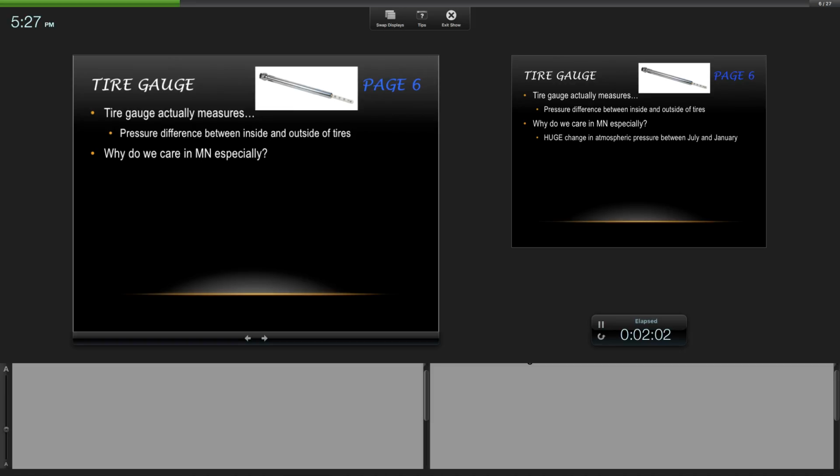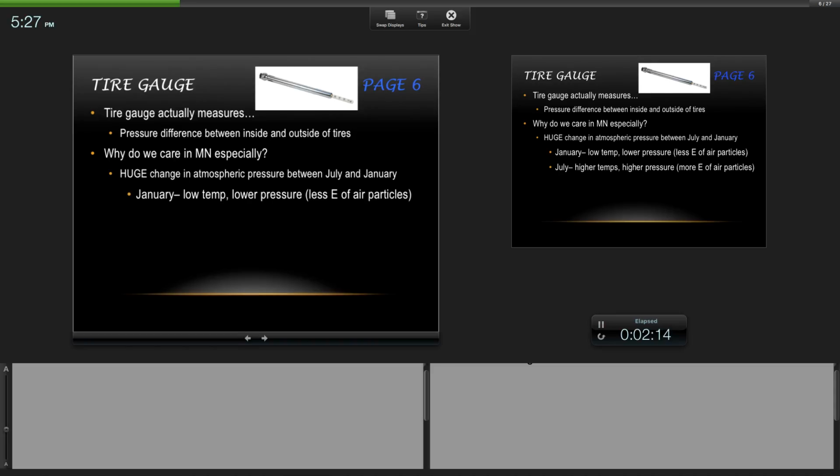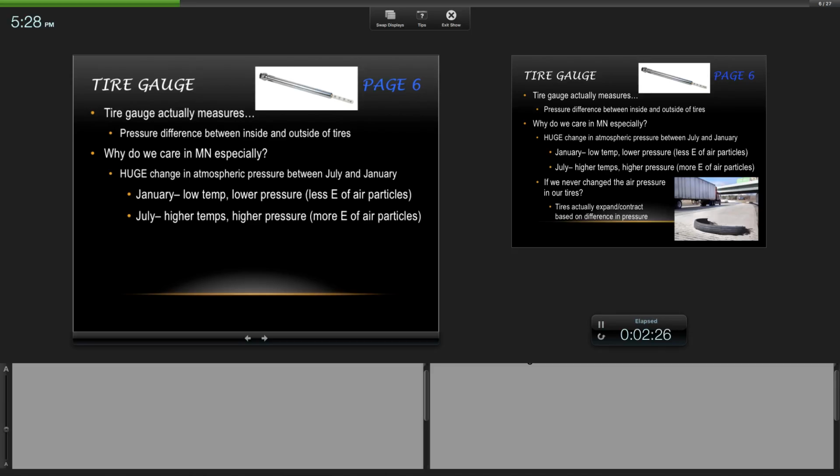The reason we want to talk about this is that in Minnesota especially, the pressure of your tires changes a lot within the year. Think about the difference between July and January, just those 2 months here in Minnesota. In January, generally the temperatures are lower, so there's lower pressure because the energy of the air particles is less. So they're moving around less and they are slower, and they're going to have fewer collisions to cause that pressure. Versus in July, generally higher temperatures, higher pressure because the particles have more energy.